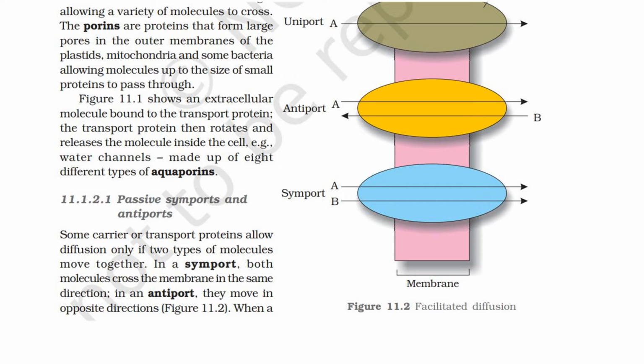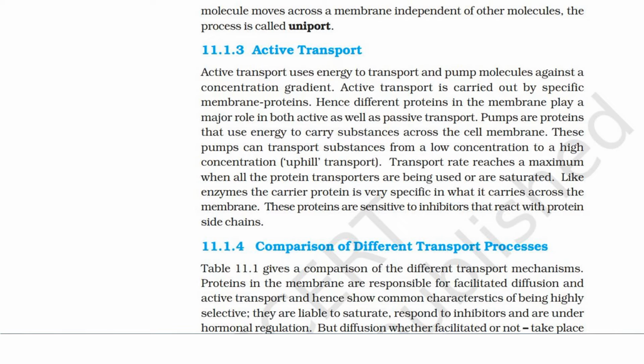Passive symports and antiports. Some carrier or transport proteins allow diffusion only if 2 types of molecules move together. In a symport, both molecules cross the membrane in the same direction. In an antiport, they move in opposite directions. When a molecule moves across a membrane independent of other molecules, the process is called uniport.